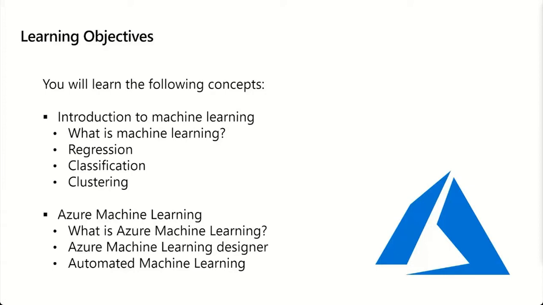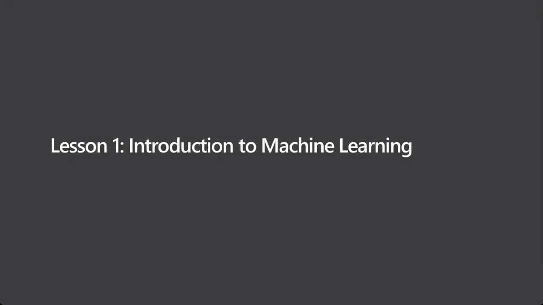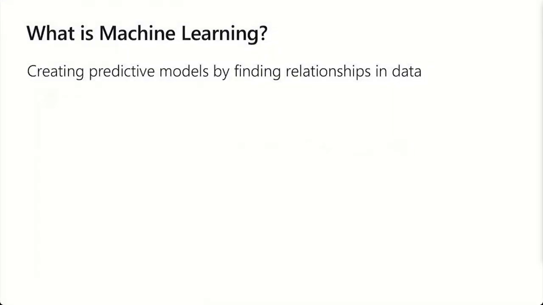But first, what is machine learning? The goal here again is not to teach you linear algebra. It's just to help you gain an intuition on how machine learning works. So, what is machine learning? Machine learning is creating predictive models by finding relationships in data.